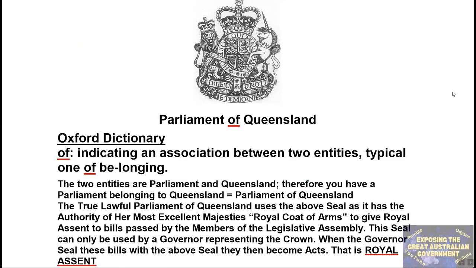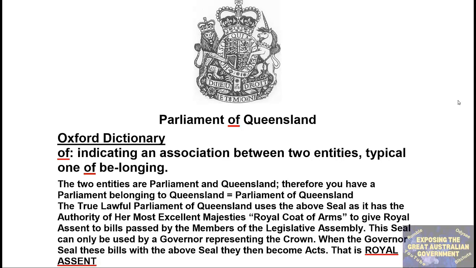Parliament of Queensland, with the Royal Coat of Arms at the top. Oxford Dictionary of, indicating an association between two entities, typically one of belonging. The two entities are Parliament and Queensland. Therefore, you have a Parliament belonging to Queensland, which equals Parliament of Queensland.